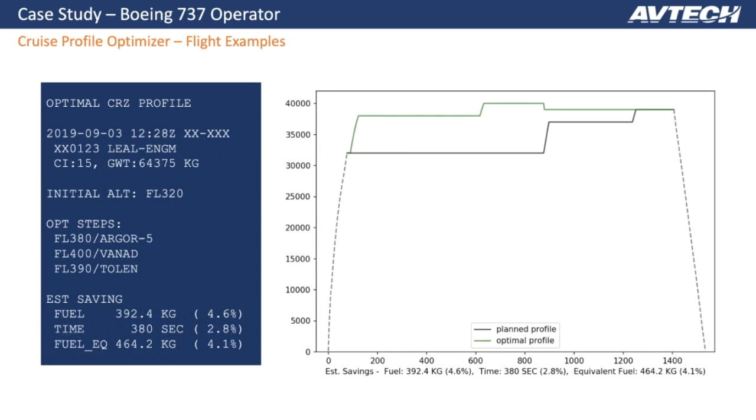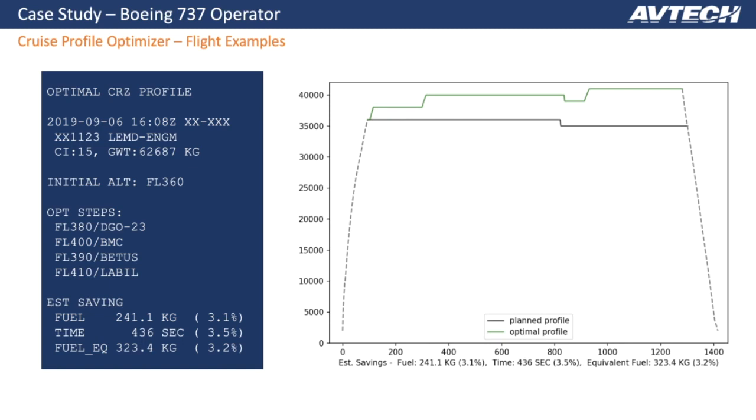Next example, we have a fairly long flight, 1600 nautical miles, and dramatic fuel saving. In this case, the planned flight level is certainly not optimal. Initially, the flight should go for a higher altitude, and a total of just below 400 kilos of fuel, 380 seconds of time could be saved by flying a more optimal profile.